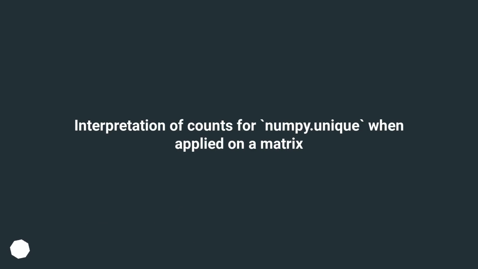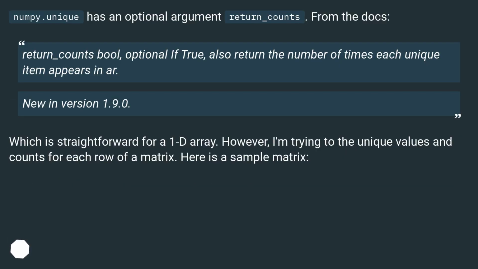Interpretation of counts for numpy.unique when applied on a matrix. Numpy.unique has an optional argument, return_counts. From the docs: return_counts, bool, optional. If true, also return the number of times such unique item appears in the array, new in version 1.9.0. Which is straightforward for a 1D array.